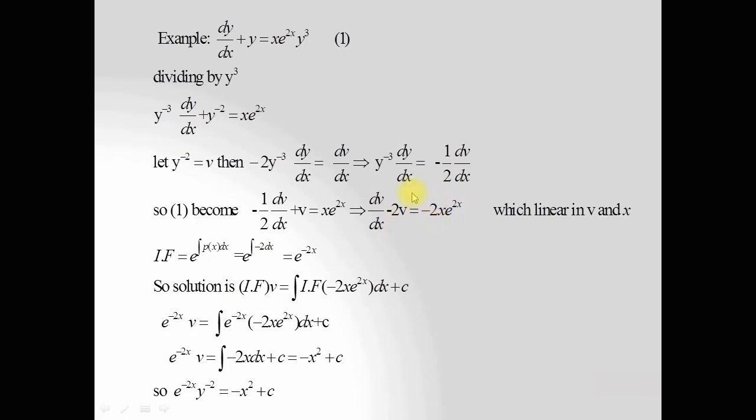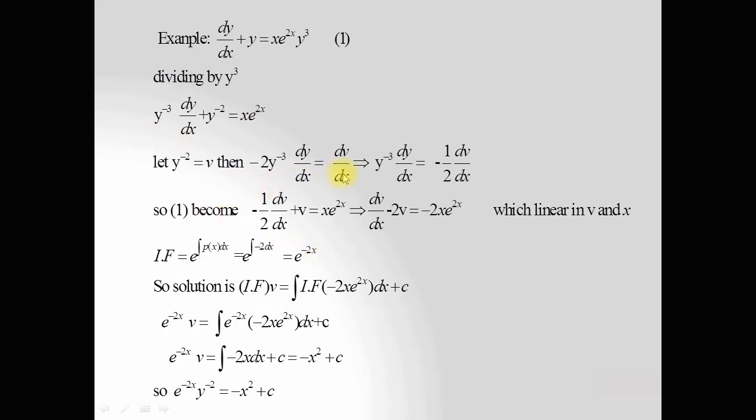Now this equation is linear in the dependent variable v and independent variable x. So first of all, find the integrating factor. Integrating factor is e power integration of the p function. Now since v is the dependent variable, the coefficient of v will be the p function. So the p function is minus 2. Integration of minus 2 is minus 2x. So the integrating factor is e power minus 2x.